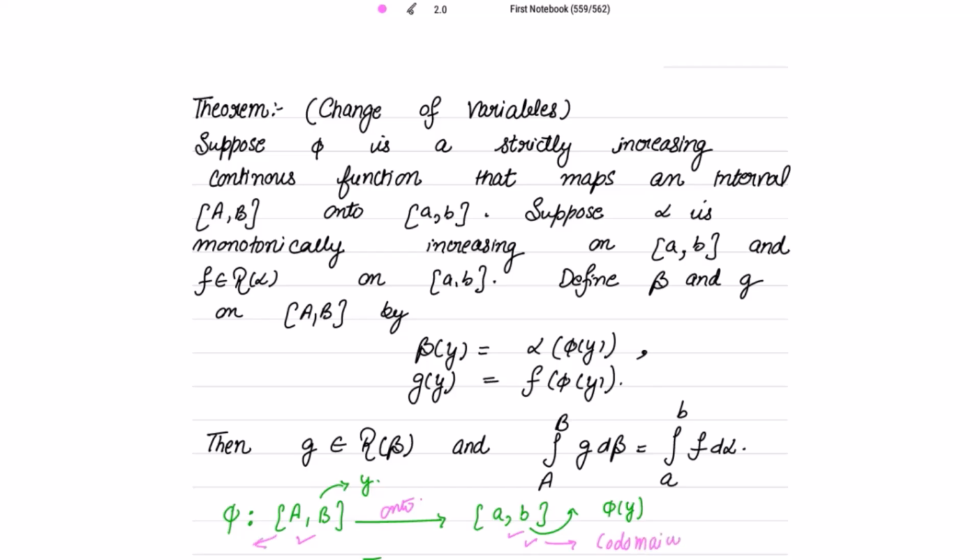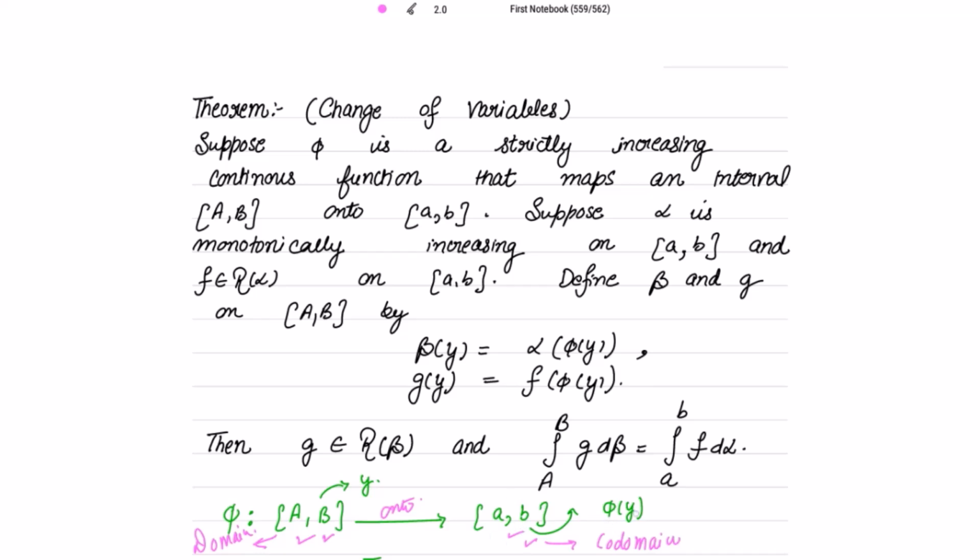and this is your domain. Now every element of the function's codomain is the image of at least one element of its domain. So for every element in this codomain, there must exist one element in its domain, right? For an onto map. Now phi is an onto map, which means if I take any element y from this closed interval, then what are the elements supposed to be in this set?